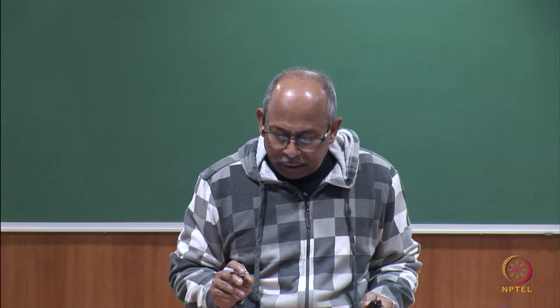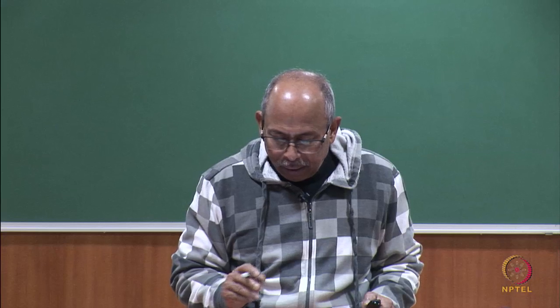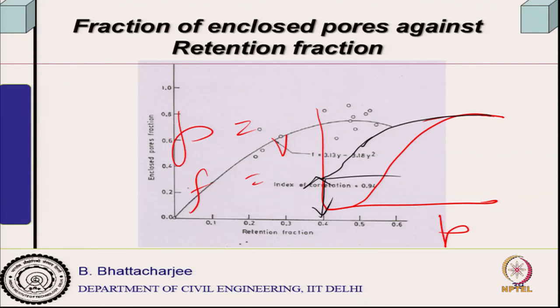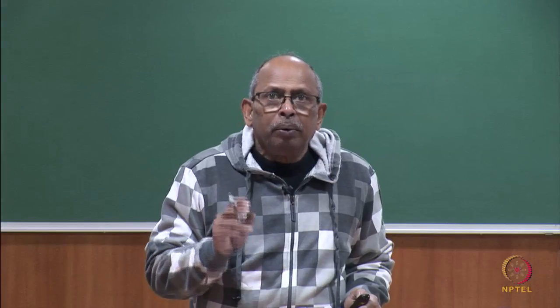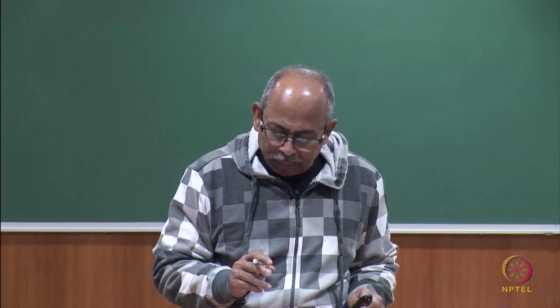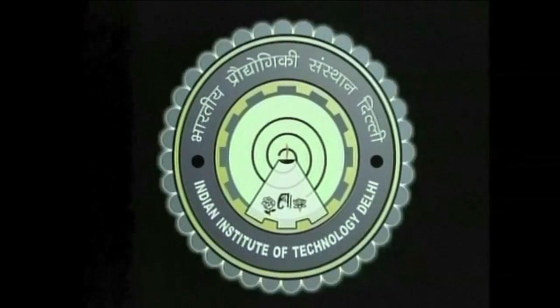This shows the experimental results of mercury intrusion porosimetry. This shows the kind of relationship of what is called the retention fraction in mercury intrusion porosimetry, and this is the enclosed pores fraction. So, they vary, some sort of relationship exists. One can get a rough estimate of this. Okay. We will stop here. Next class we will look into this, solve an example and continue with this one.